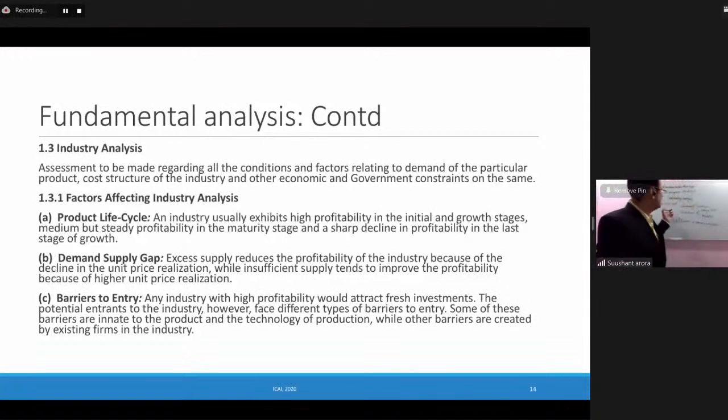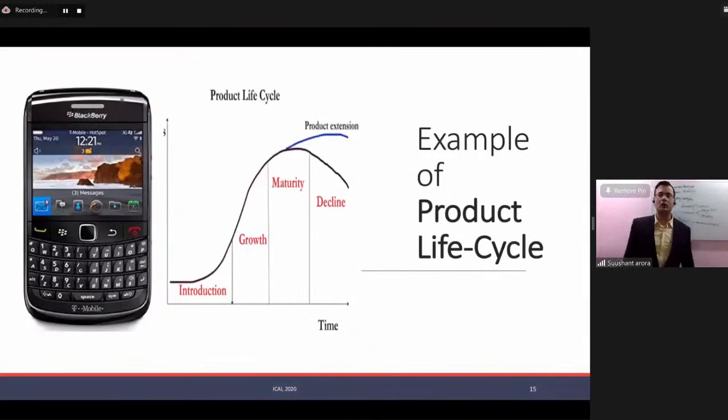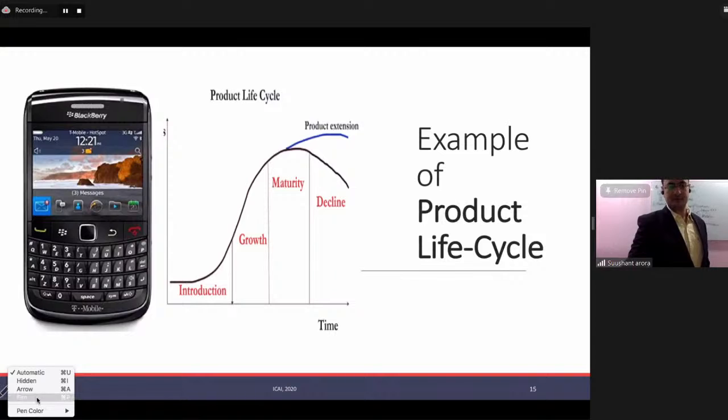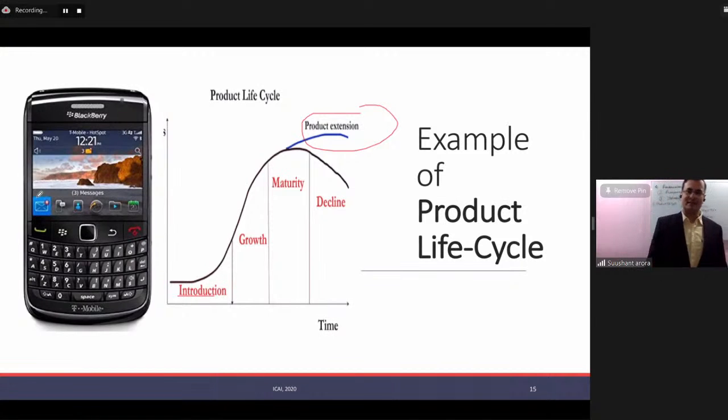So the first part is the product life cycle. So this is how it looked. There was an introduction stage. Then there's a growth stage. There's a maturity and there is a decline. You can see I have made a blue color called the product extension. This thing means introduction. You can see on the left hand side.